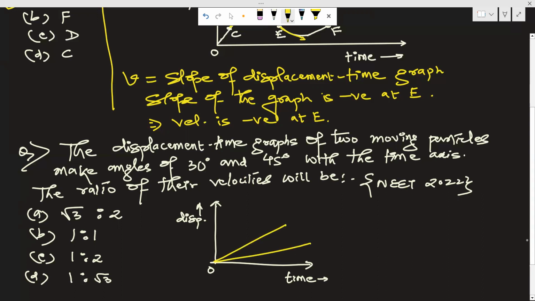ठीक है, वन इज मेकिंग एन एंगल ऑफ 30 डिग्री, द अदर वन इज मेकिंग एन एंगल ऑफ 45 डिग्री. तो दोनों का हमें रेशियो वेलोसिटीज निकालना है. तो व्हाट विल बी द रेशियो?